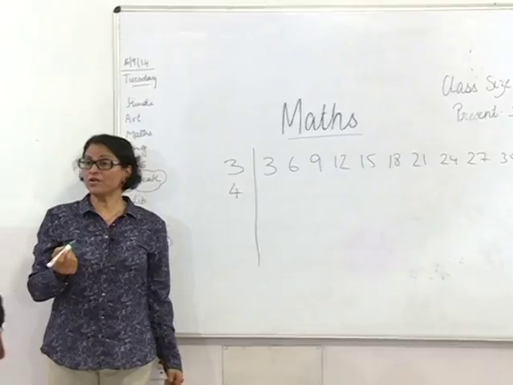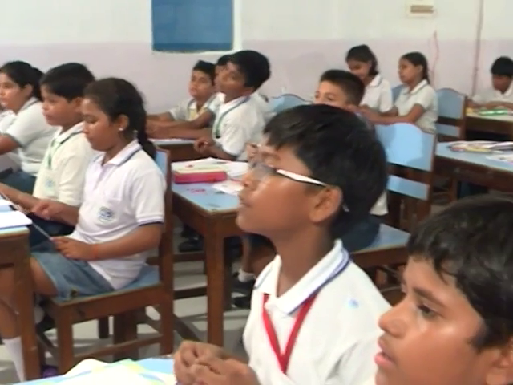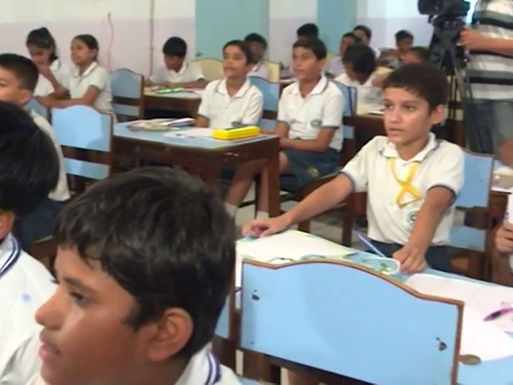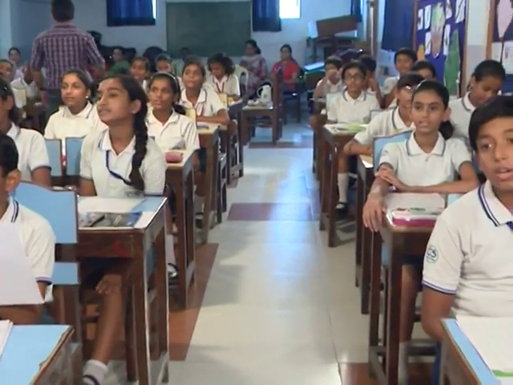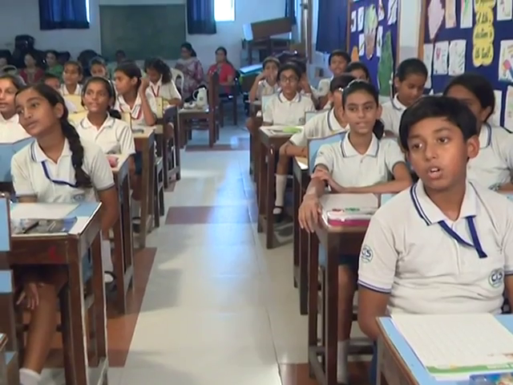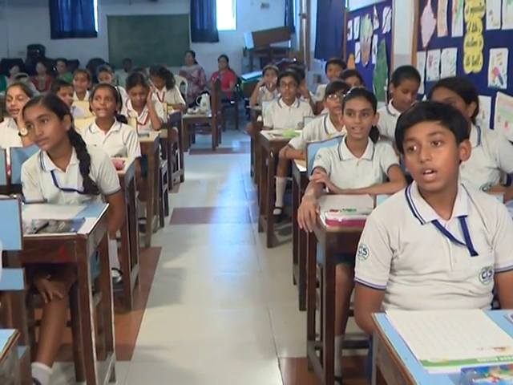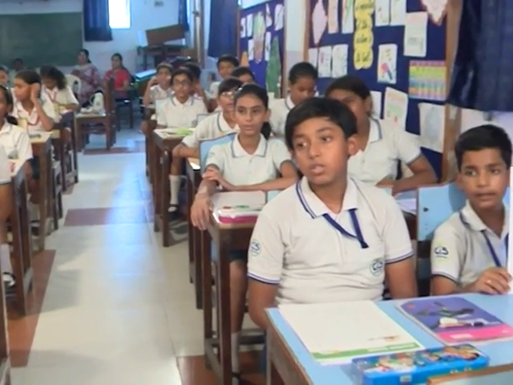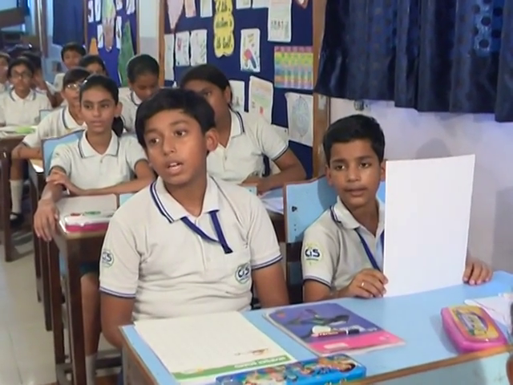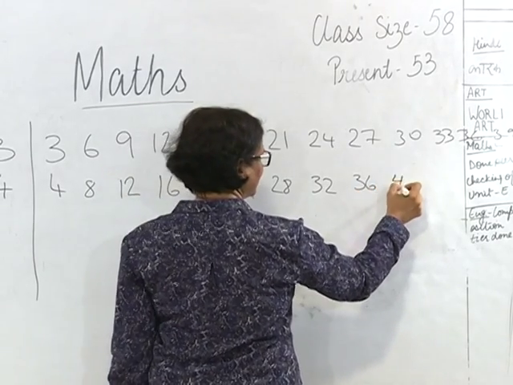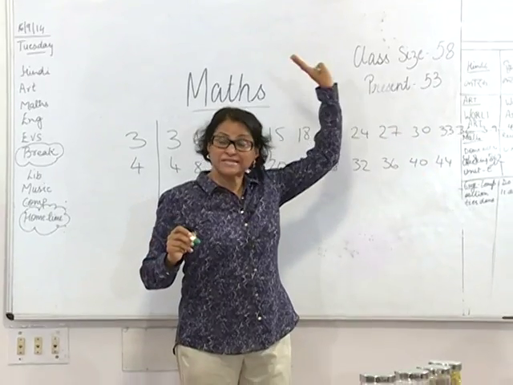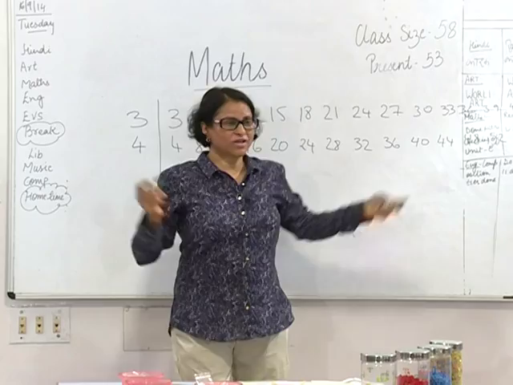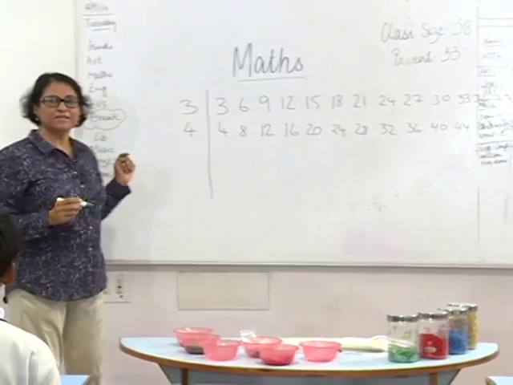What is the first multiple of 4? 4. Then? 8, 12, 16, 20, 24, 28, 32, 36, 40. We can go on forever. Yeah, can it be in thousands number? Yes, sir.